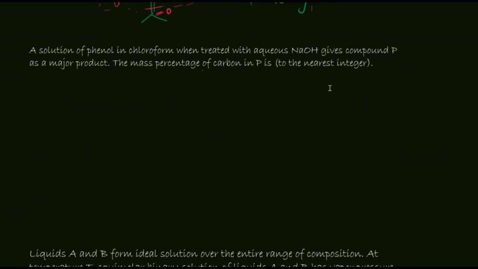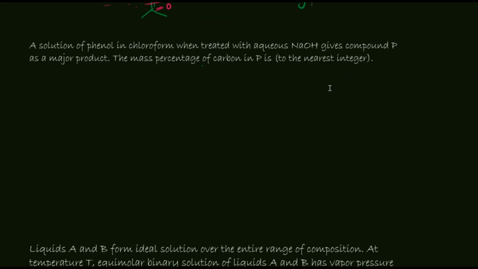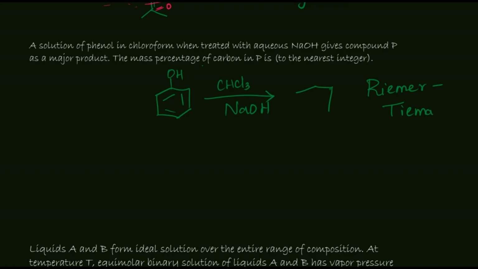The solution of phenol in chloroform is treated with aqueous solution of NaOH, which gives the compound P as a major product. Calculate the mass percentage of carbon. So this is a combination of organic with mole concept. So let's sort it out. Phenol with chloroform. What is the product? Here the student can slip to write what the reaction is. What is the name of the reaction? This is Reimer-Tiemann reaction. Correct.